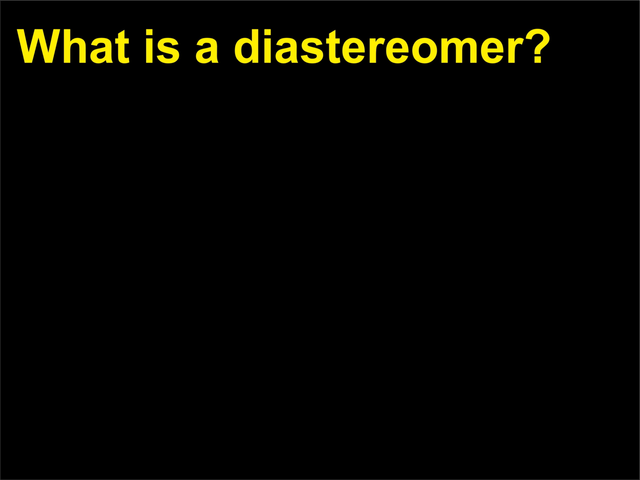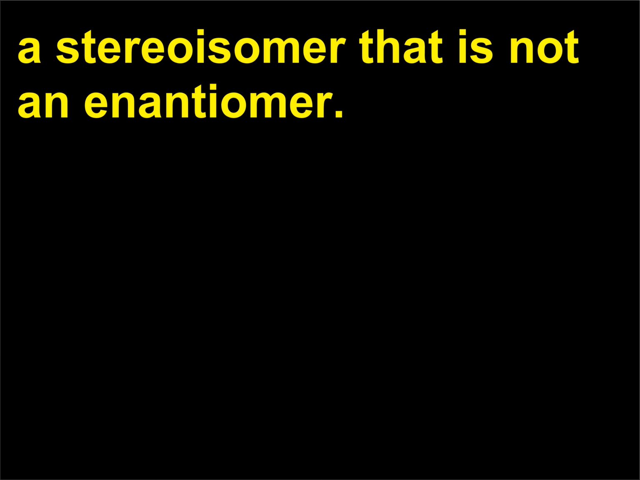What is a diastereomer? A stereoisomer that is not an enantiomer.